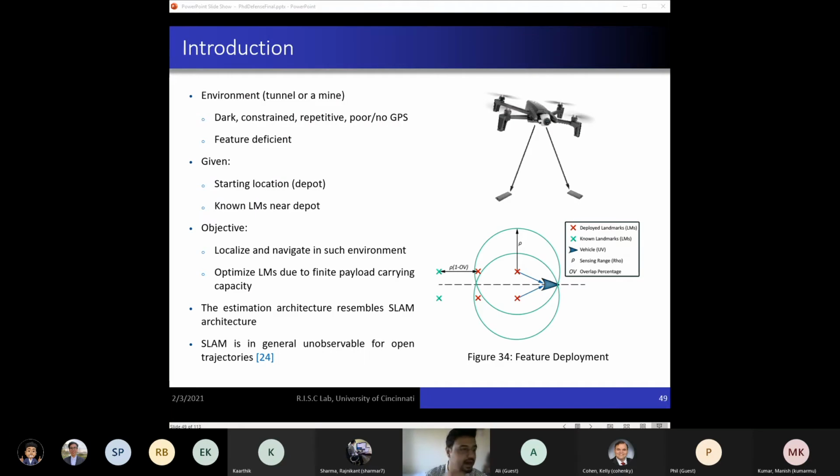In this work, we consider an environment like a tunnel or a mine that can be considered to be dark, containing repetitive structures. The vehicle may be confined to travel within a tight space enclosed by walls. And since it's a closed environment, it may receive poor or no GPS signal. We are given the starting location of the vehicle, a couple of known landmarks near the depot or the starting location, and at least the maximum distance that the vehicle is required to travel. Our goal is to localize and navigate in such an environment.